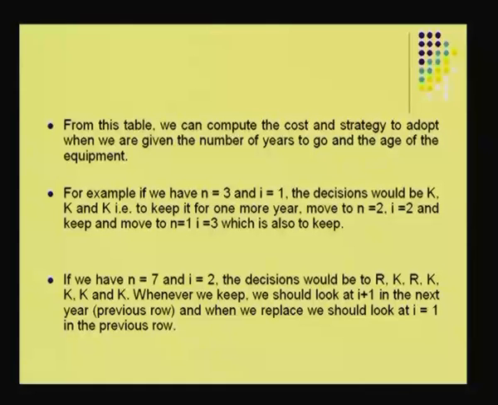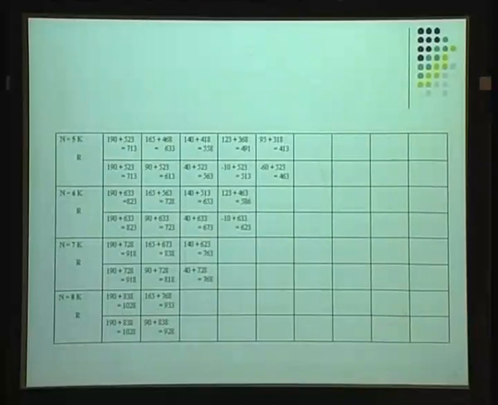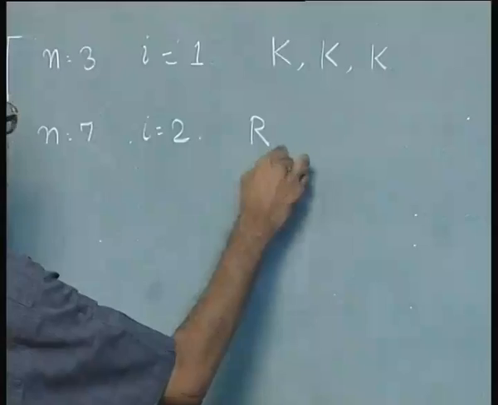Now when you have n equal to 7 and I equal to 2, let us see what we do. Now go back to the table. At n equal to 7 and I equal to 2 is this next one. We have 763 and 768. So the better decision would be to replace for the first year, to replace.